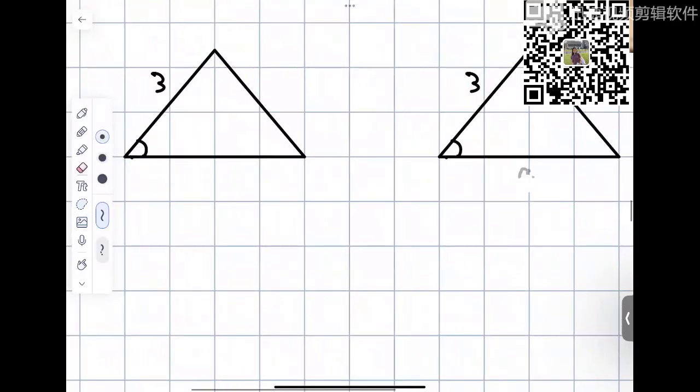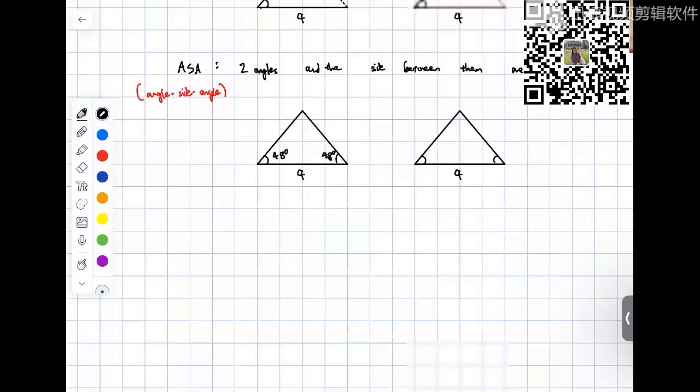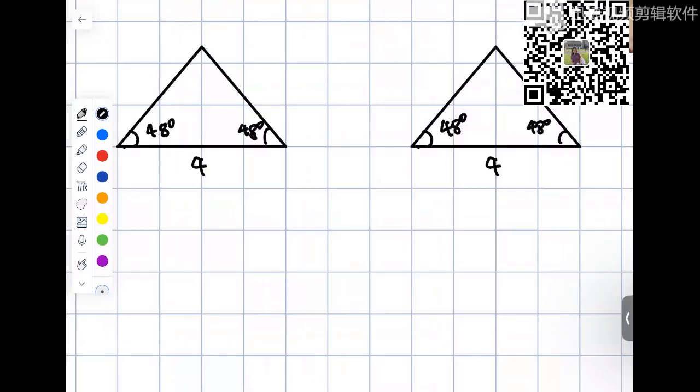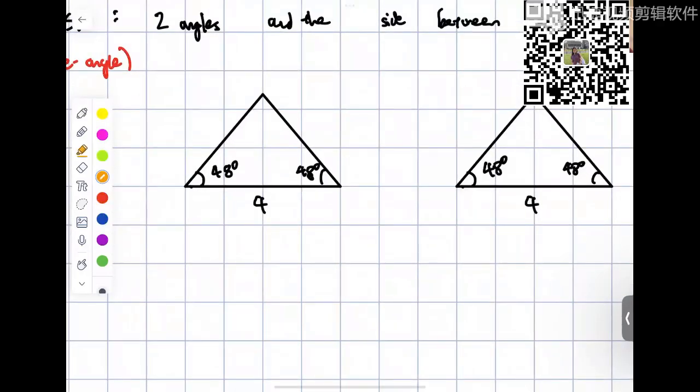The example I'm going to use is, let's assume that we don't know this is 3, but we know this is about 48 degrees, and also that this is about 48 degrees. And also now this is 48 degrees, and this is 48 degrees. So you see that these two 48-degree angles are the same between the two triangles, and the side length in between them, which is 4, is also the same. So this also guarantees that the triangles are congruent. Does that make sense?